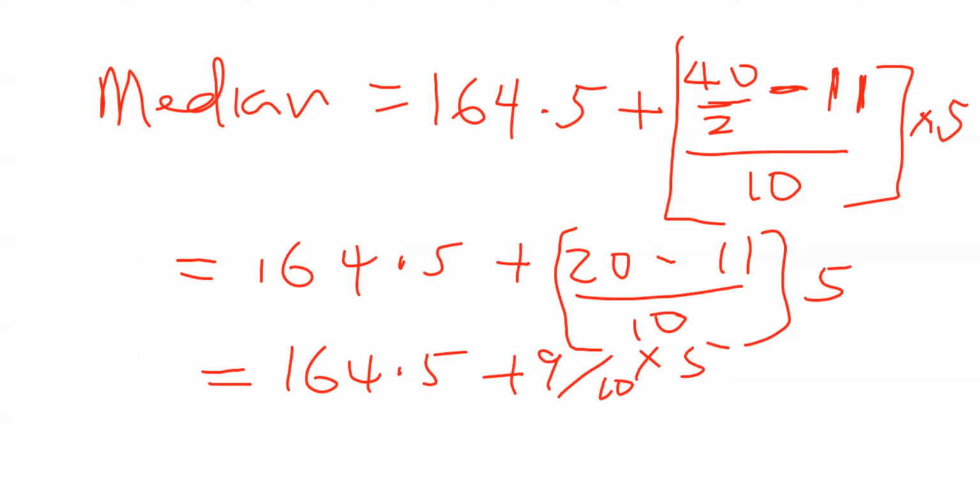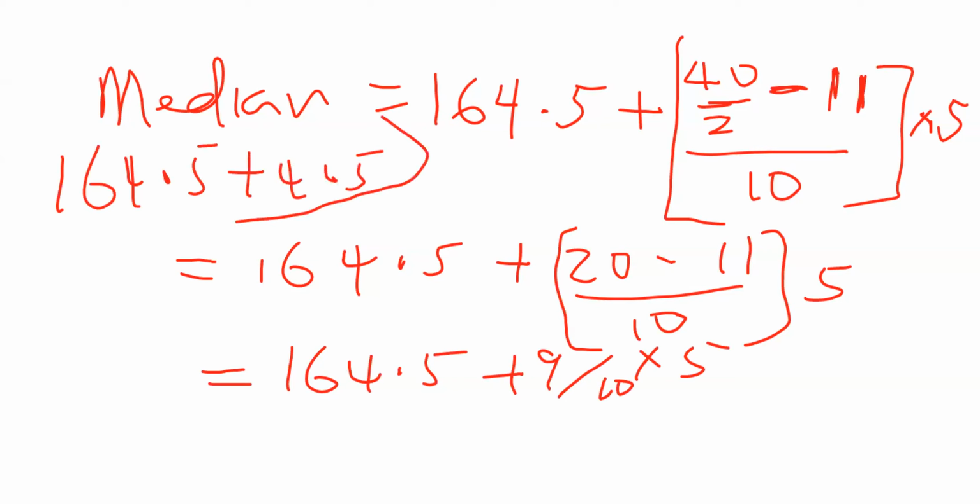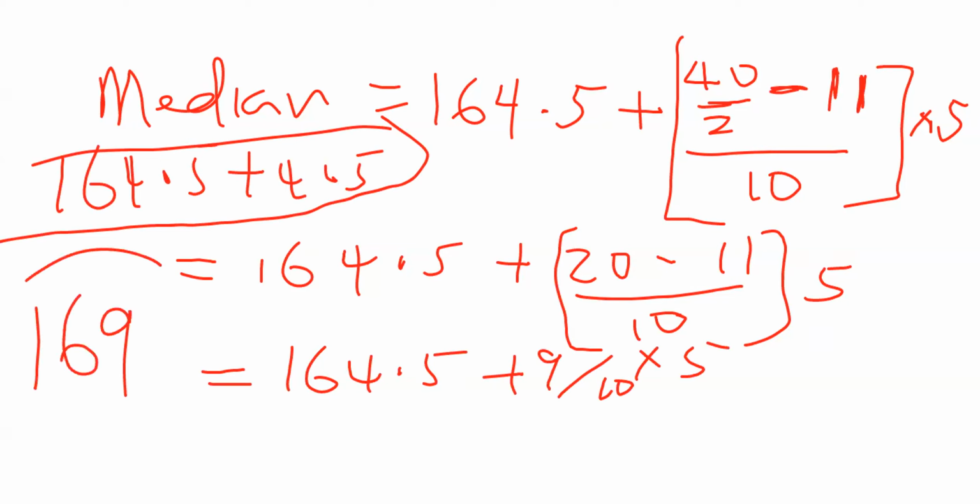So it's going to be 164.5 plus 4.5. Is it correct? Because 9 times 5 is 45, 45 divided by 10 is 4.5, and 4.5 plus 164.5 should give us 169. So our median is 169. Is it clear? Yes. Good. So that's the formula to find median in a group data.